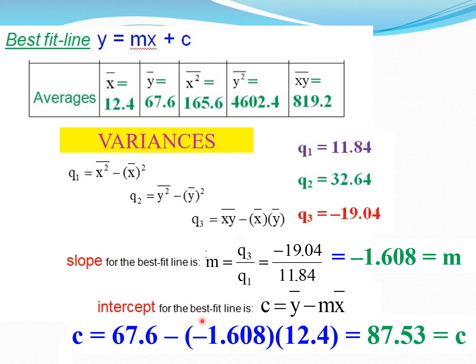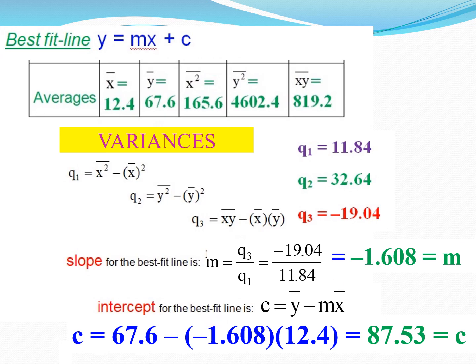Then to find the intercept for the best fit line, the formula is C equals the average of the Y numbers, Y bar, minus M times the average of the X numbers, so minus M X bar. So C is equal to the average of the Y numbers, 67.6, minus M, and M is minus 1.608, times the average of the X numbers, and the average of the X numbers is 12.4. So calculating all that, minus minus is plus. So 67.6 plus 1.608 times 12.4 is 87.53, and that's equal to C, the intercept for the best fit line.